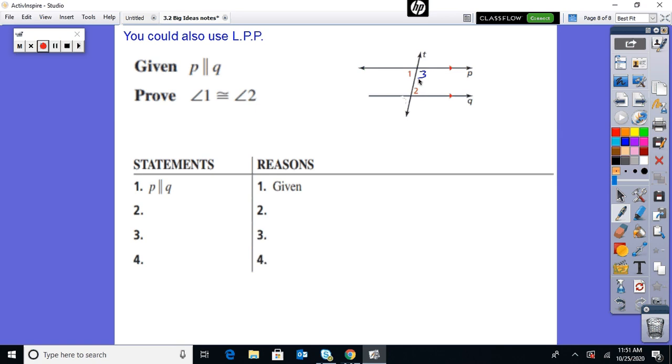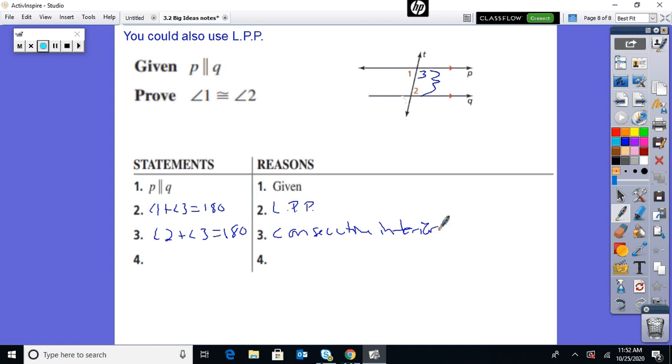Well, you know 1 and 3 have to be supplementary, and you just learned that 3 and 2 are supplementary. So therefore, 1 should be the same as 2. So let me show you how this one flows. In this one, we would say angle 1 plus angle 3 equals 180, LPP. And then we know that angle 2 plus angle 3 equals 180 because they are consecutive interior. You just learned that this section.